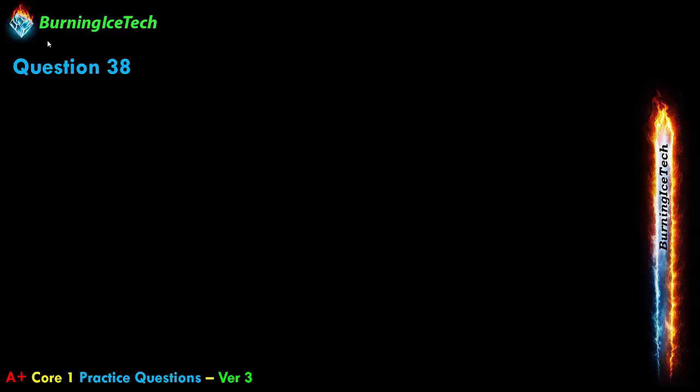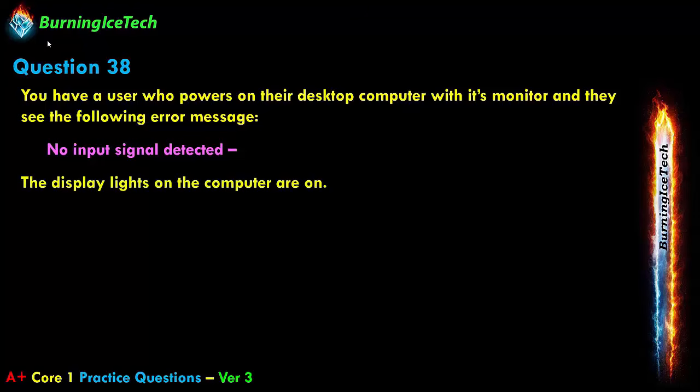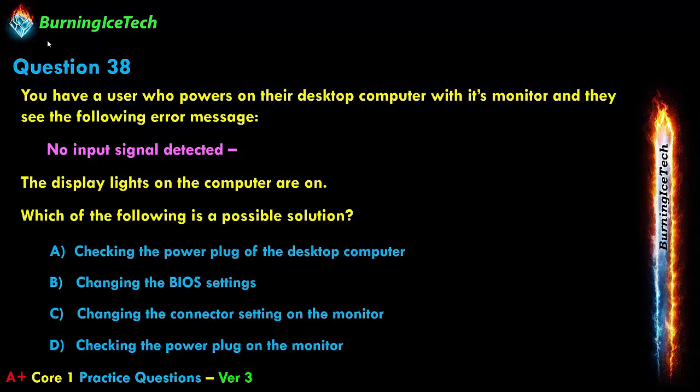Question 58. You have a user who powers on their desktop computer with its monitor, and they see the following error message. No input signal detected. Uh-oh. The display lights on the computer are on. Okay, so that basically indicates that your machine is most likely on. You just don't see anything. Which of the following is a possible solution to this little problem we're facing, folks?